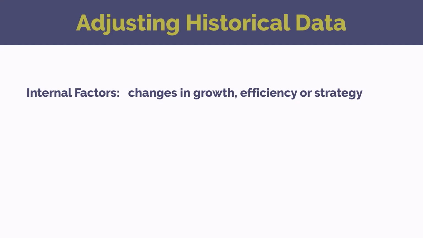If you are implementing automation, expect lower labor costs, but higher software expenses. If you are switching suppliers, anticipate potential cost savings or new shipping fees. If you find a way to reduce waste or optimize processes, adjust for lower costs.